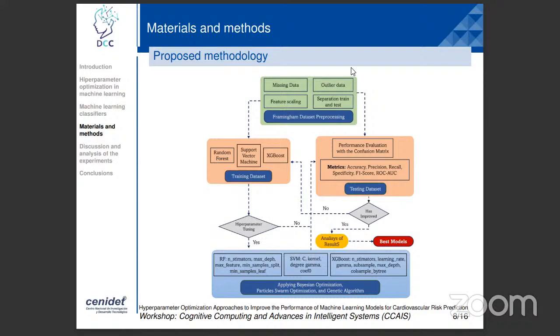In the testing phase, we obtain the performance of the three models, in addition to the default one, through the confusion matrix and the evaluation metrics: accuracy, precision, recall, specificity, F1 score, and ROC. If we note that the performance did not improve, we search again for the optimal hyperparameters through the three optimization approaches. Once we obtain the results, we analyze them and select the best model for the dataset.